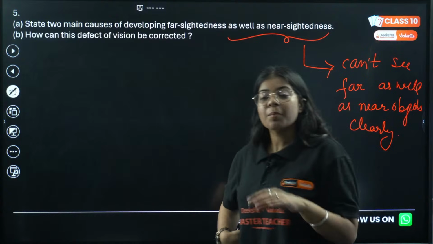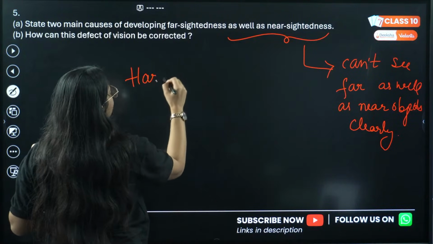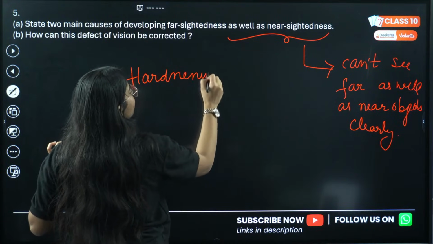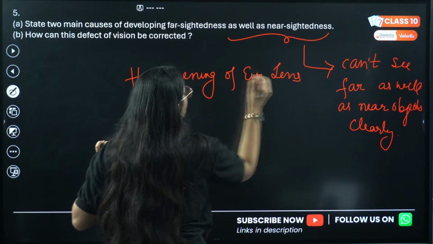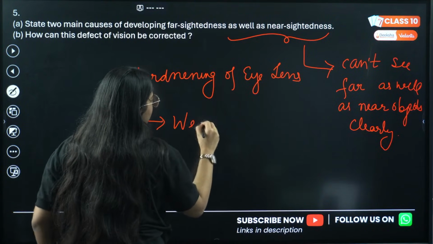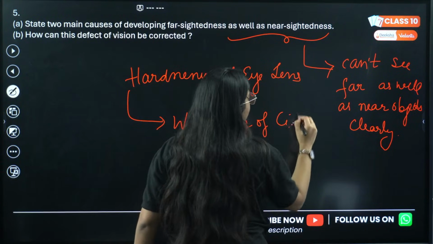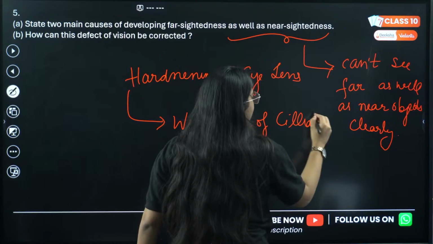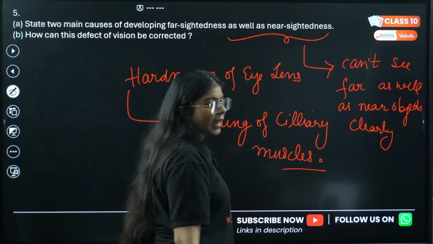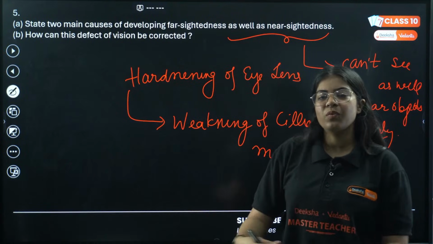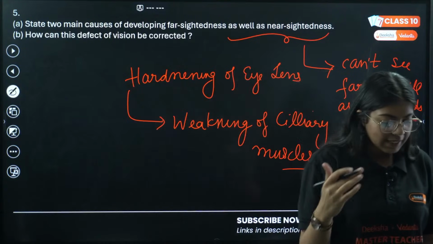Okay. So the main cause of this is hardening of the eye lens. What is it? Hardening of the eye lens. And that happens why? Because of weakening of the ciliary muscles. Correct? Ciliary muscles are the muscles which hold my eye lens, right? So those muscles get weakened and they cannot contract or make the eye lens thinner.